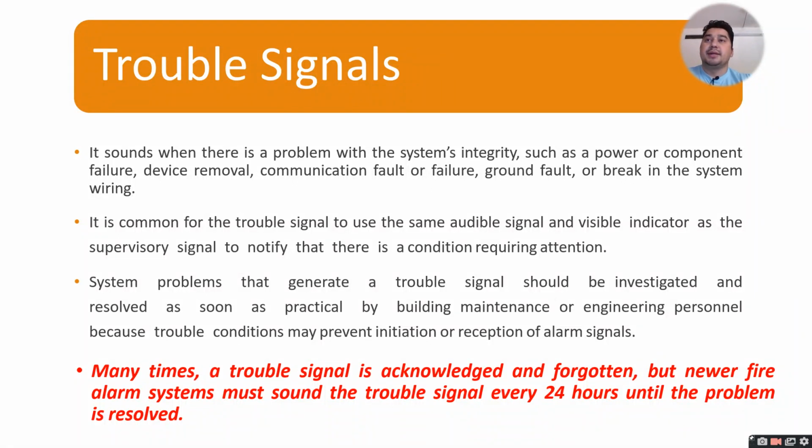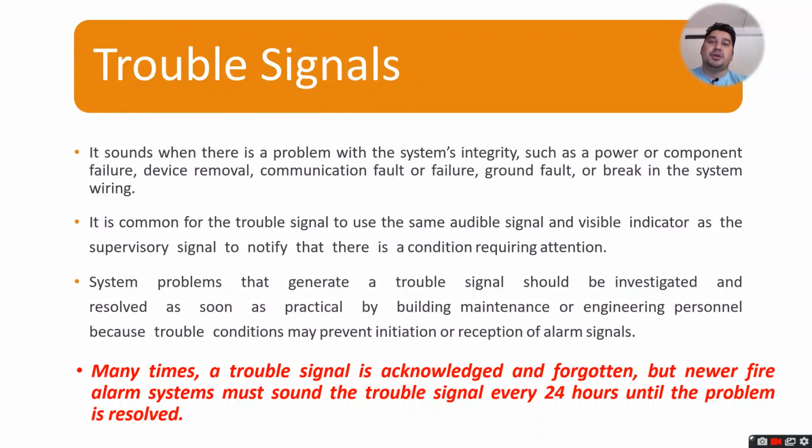How can we have trouble signals? It sounds when there is a problem with the system's integrity, such as a power or component system failure, device removal, communication fault or failure, ground fault, or break in the system wiring. It is common for the trouble signal to use the same audible signal and visible indicator as the supervisory signal to notify that there is a condition requiring attention.